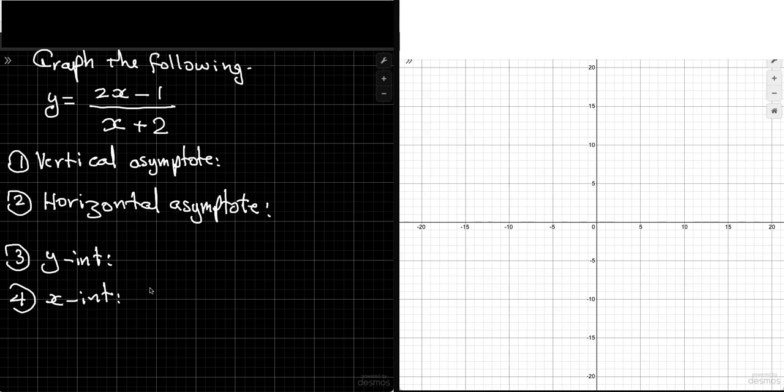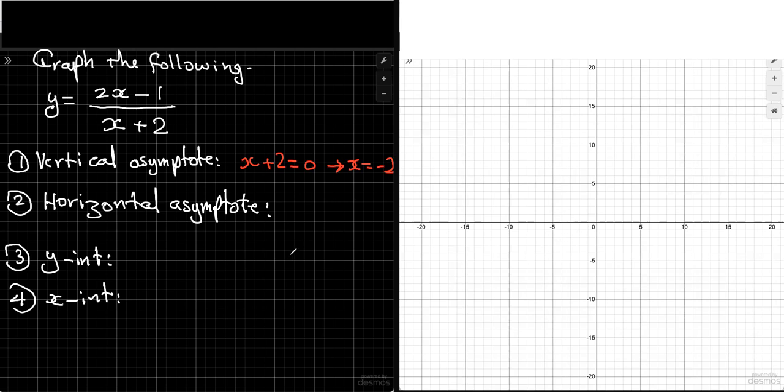So first of all, vertical asymptote. How do you find the vertical asymptote? The vertical asymptote is the x value that would make the bottom 0. So it's always the x value that will make the bottom 0. That's what the vertical asymptote is. So basically, it's x plus 2 equals 0, and therefore x must be negative 2. So your vertical asymptote is at negative 2.